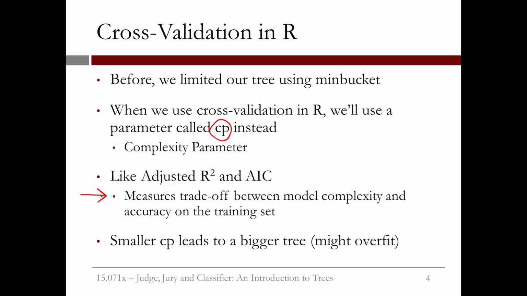A smaller CP value leads to a bigger tree, so a smaller CP value might overfit the model to the training set. But a CP value that's too large might build a model that's too simple. Let's go to R and use cross-validation to select the value of CP for our CART tree.